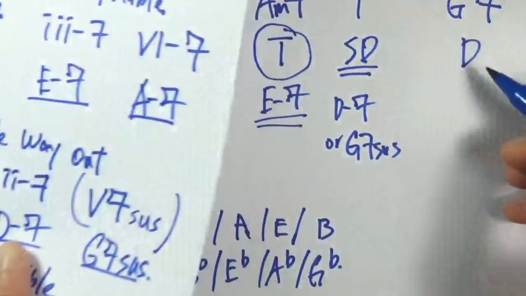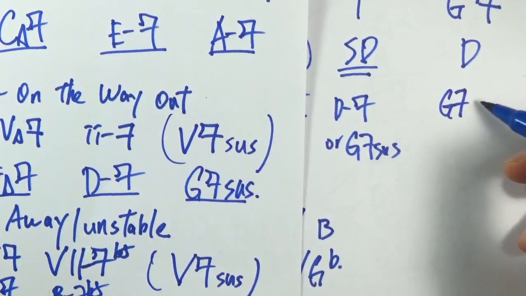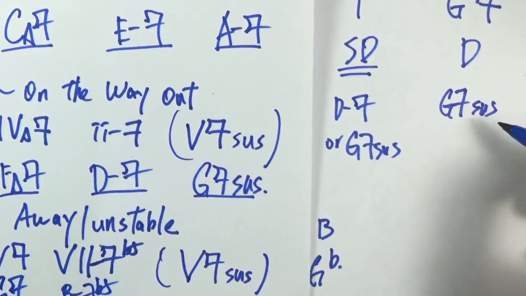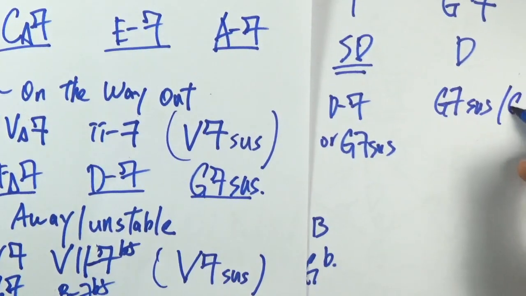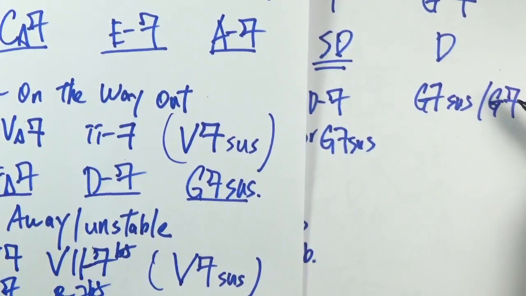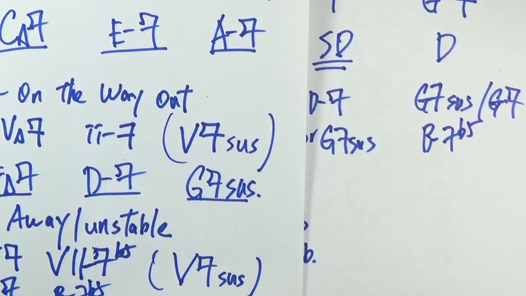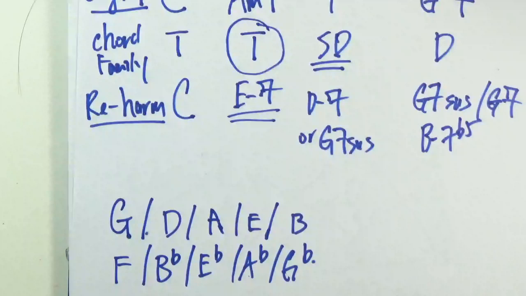And finally, dominant 7, we can go for a G7 sus. A more common case would be G7 sus going into a G7, so they each account for half a bar. And we can also use the B minor 7 flat 5 chord. So that's how you can do it, okay?